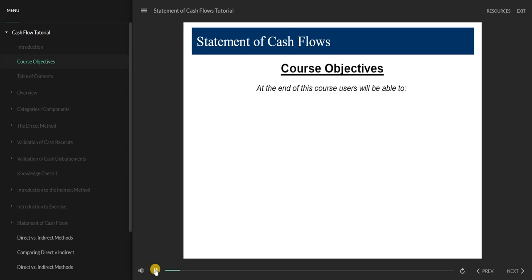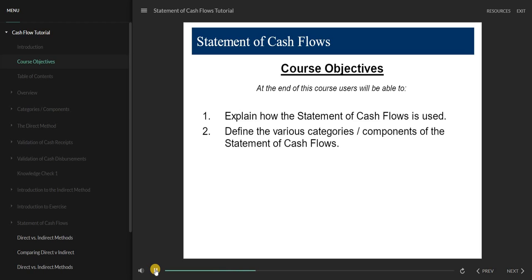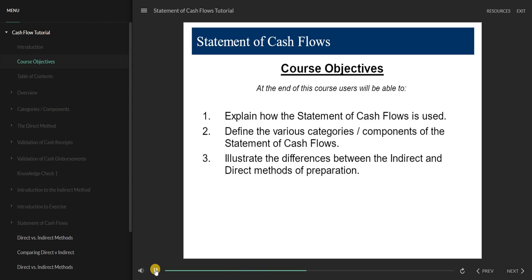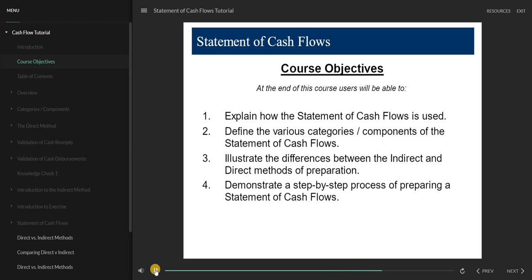In this tutorial, we will explain the basic use of a statement of cash flows and the various components of the statement of cash flows. We will distinguish the differences between the indirect and direct methods of preparing statement of cash flows. You will be taken step by step through the process of preparing a statement of cash flows using each, the indirect and the direct method.